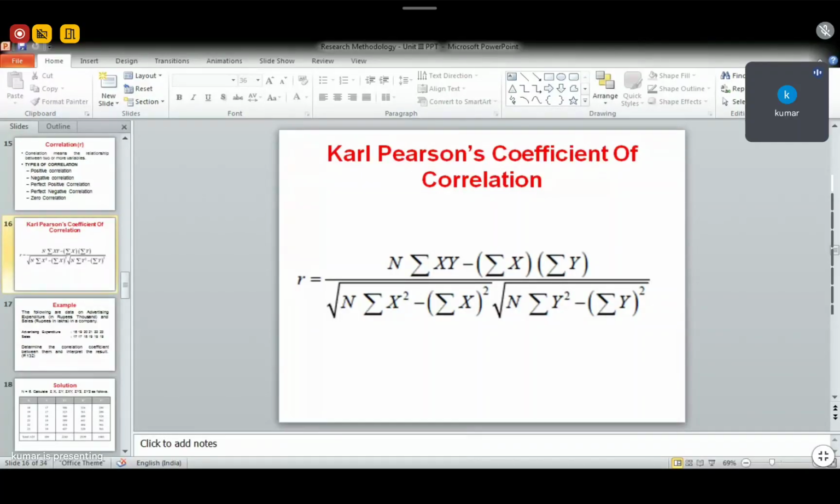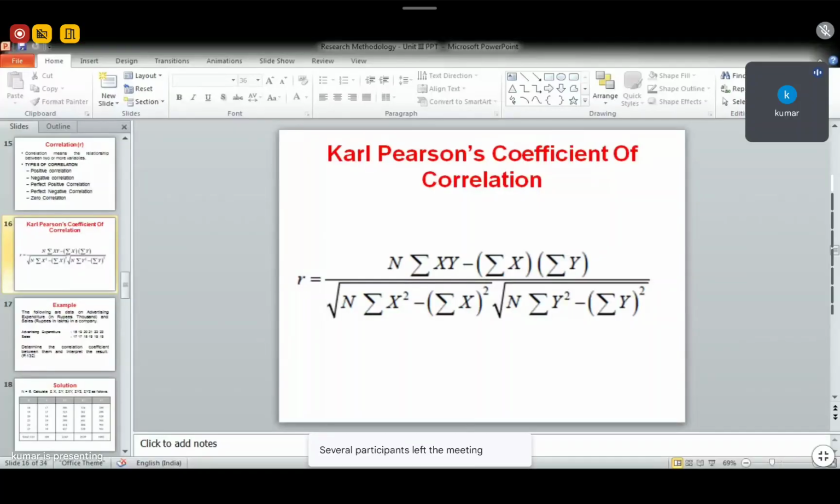Read out the interpretation now. I will explain the implication of this. The correlation actually ranges from 0 to 1. When there is no correlation, you say it is 0. When there is perfect correlation between the variables, we say it is 1. So it ranges from 0 to plus or minus 1. It may be minus 1 also. If it is minus, we say it is negative correlation. If it is plus, you say it is positive correlation.